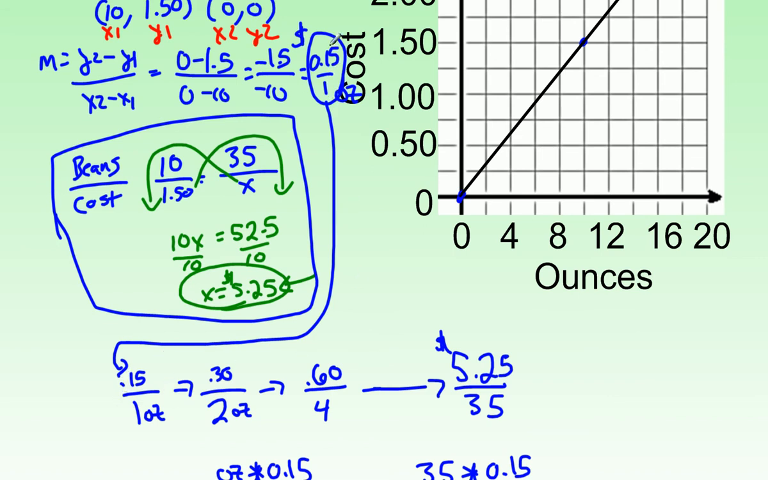This is telling you how much it costs for 1 ounce. So if it's 15 cents for 1 ounce, 35 times that amount is $5.25 for 35 ounces. Okay, so just another way of doing the same problem.